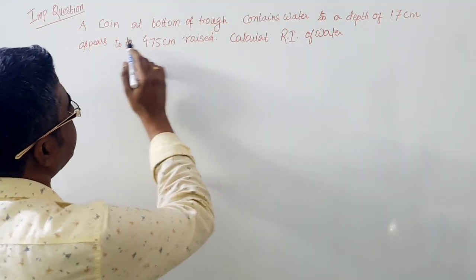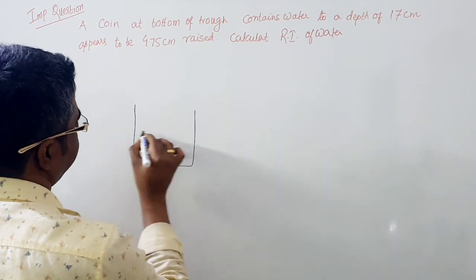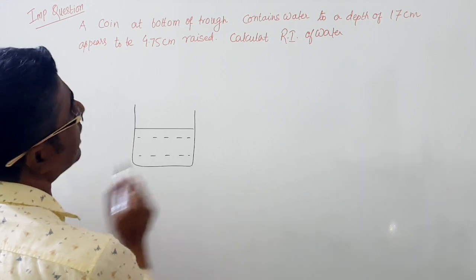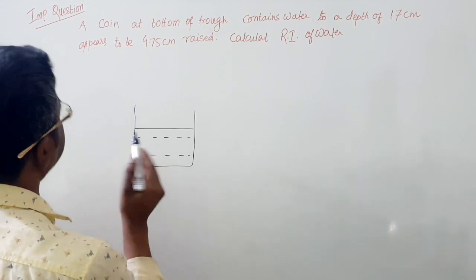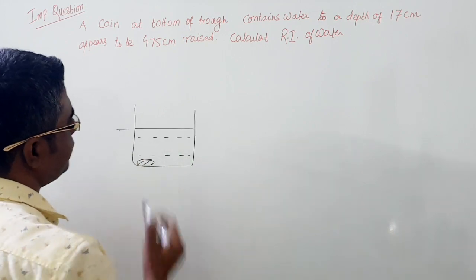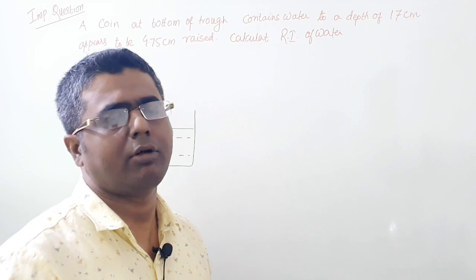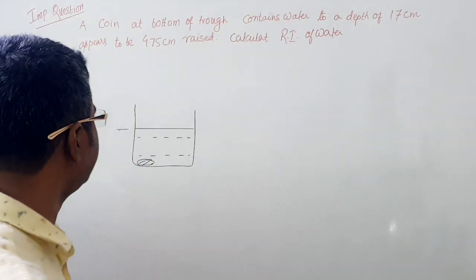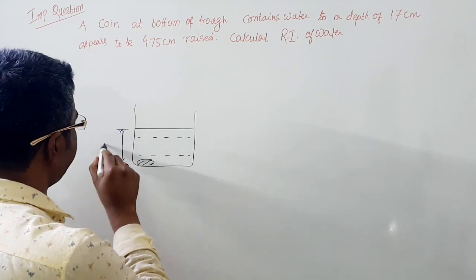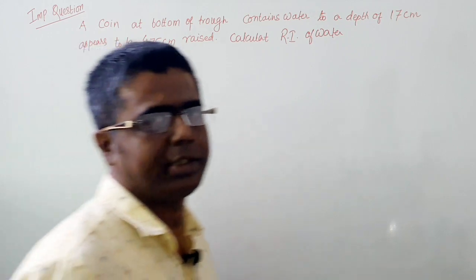It is said that there is a trough, so I will just draw a trough like this, wherein water is there and a coin is placed. Over here the coin is placed. Most of you, what we have seen is, when you are attempting this question, you are not drawing the diagram and hence you are losing marks. This is given as 17 centimeter, that is known to all of us.